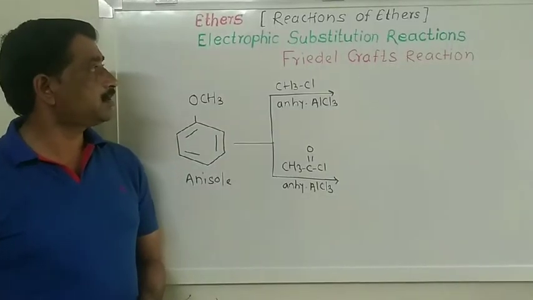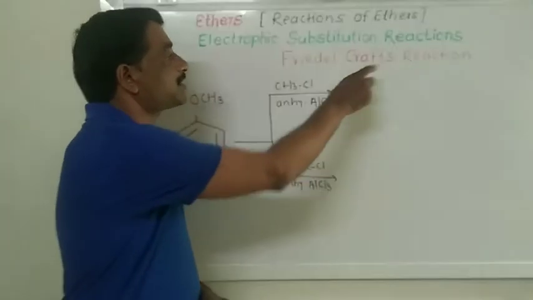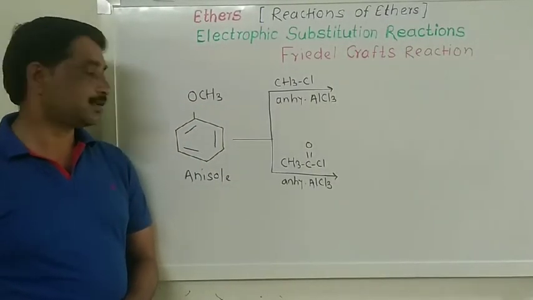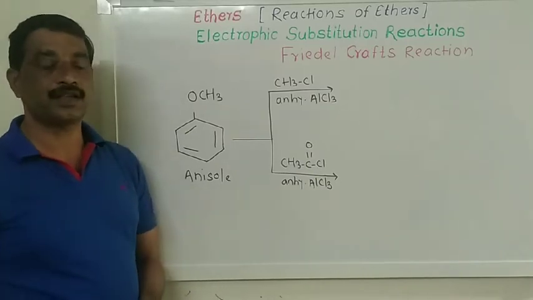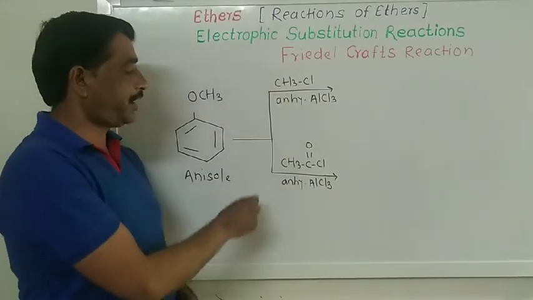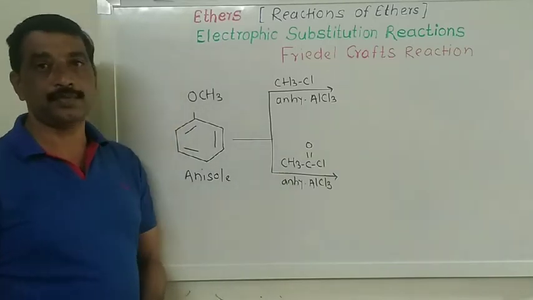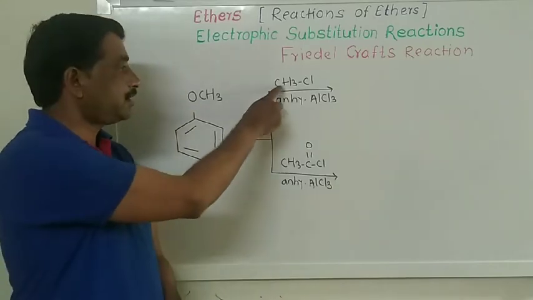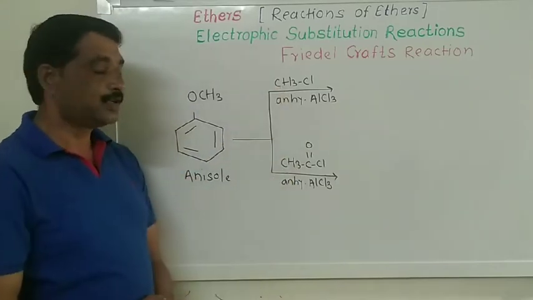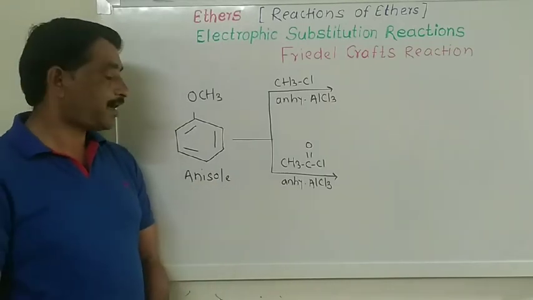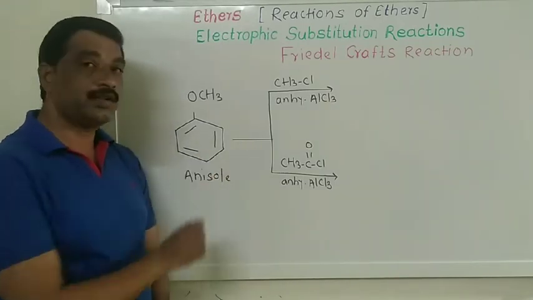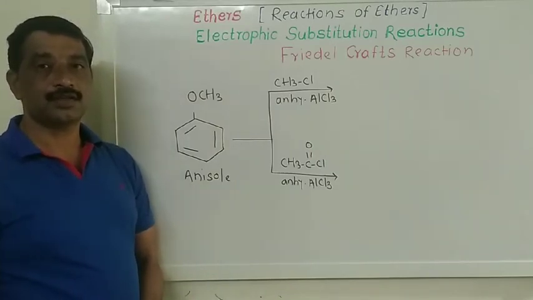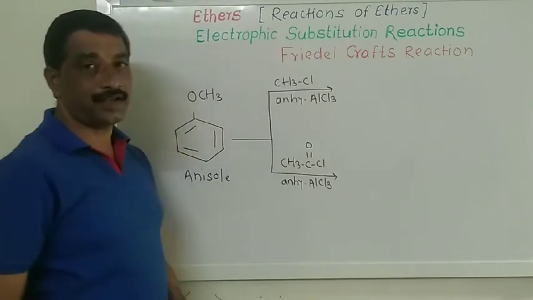The next chemical reaction is the Friedel-Crafts reaction. What is the Friedel-Crafts reaction? When aromatic ethers such as anisole are reacted with alkyl chloride or acyl chloride in the presence of the catalyst anhydrous AlCl3, then the alkyl group or acyl group is added to the aromatic nucleus at the ortho position and para position. Such a reaction is known as the Friedel-Crafts reaction.